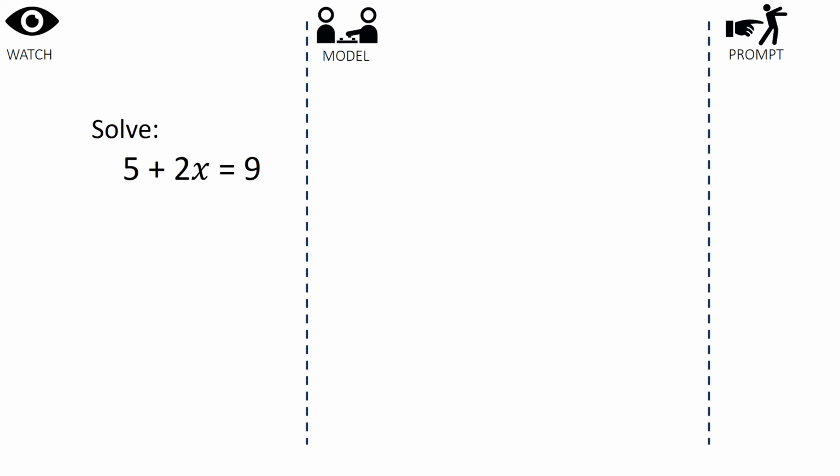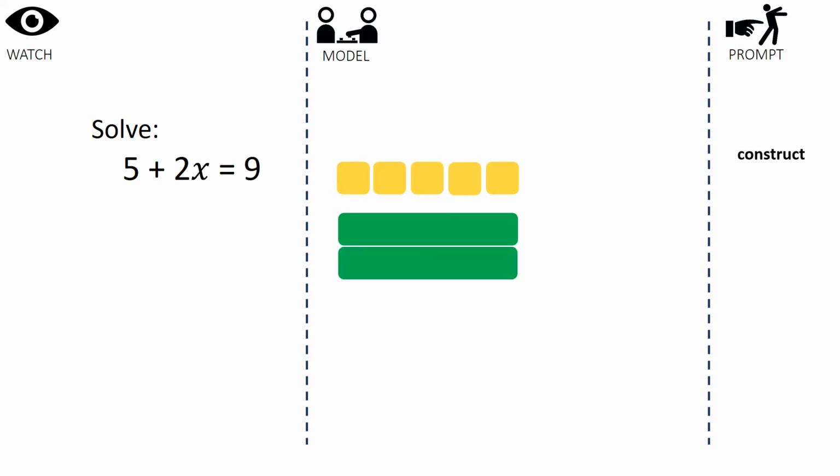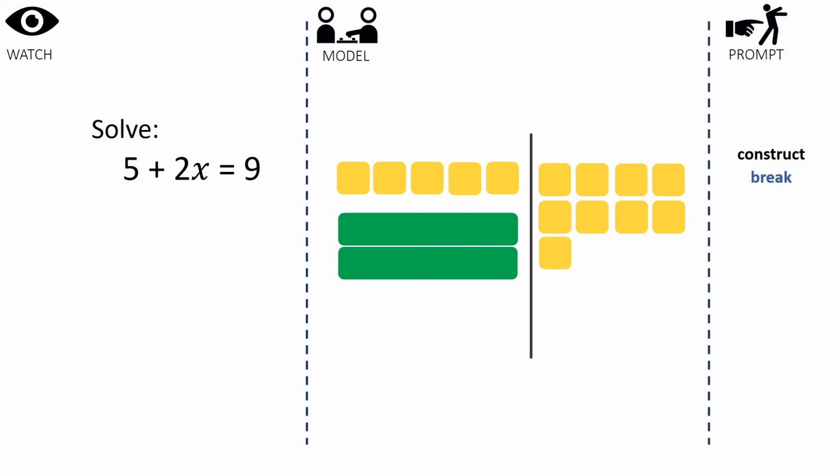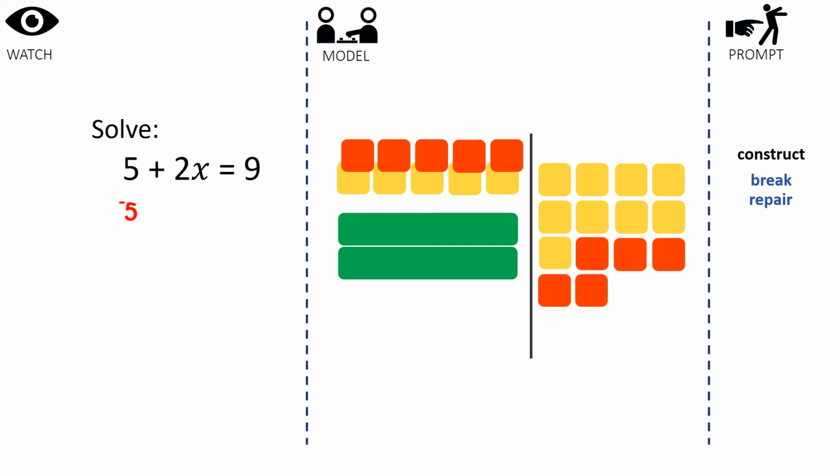So we would go through this a few times with the pupils in the class. We would construct the equation, so 5 and 2 positive x's equals 9. We want to isolate the group of variables. We want to isolate the 2x. So in this case, we would break the equation by adding 5 reds, or adding 5 negatives. We need to repair by doing it exactly the same on the right-hand side.